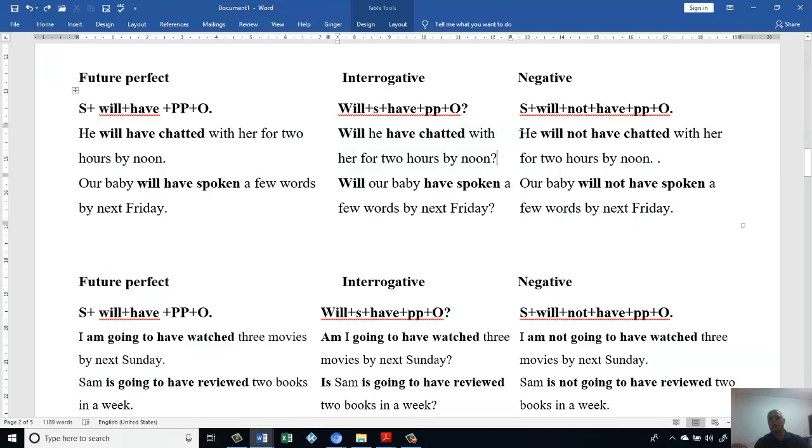Okay, let's make it negative. He will not have chatted with her for 2 hours by noon. Or you could say he won't. Make it short, he won't have chatted with her.